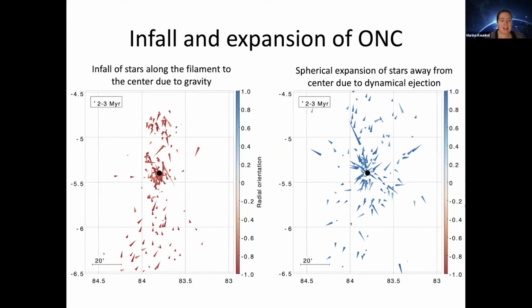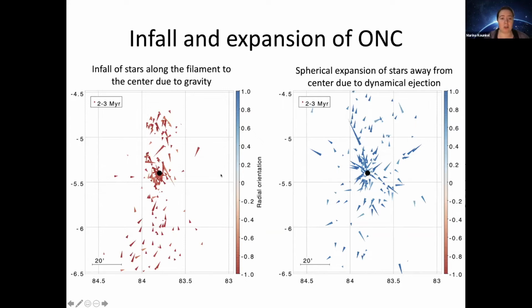And the only interpretation that I could come up with is that the cluster is most likely bound, but it is probably not virialized because all of these stars are still too young. They're still forming and the cluster is just not old enough to be virialized. So when you're measuring a virial parameter for a young cluster, it could be overestimated just because the cluster hasn't settled yet.